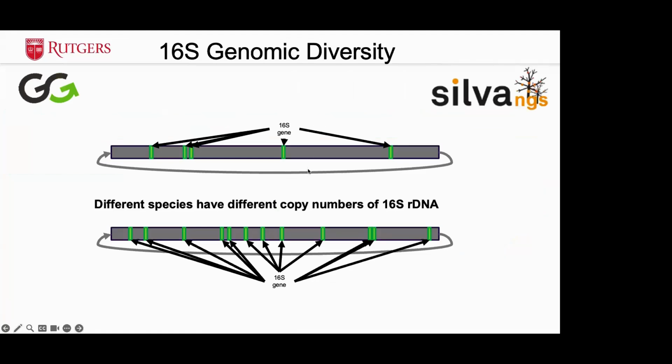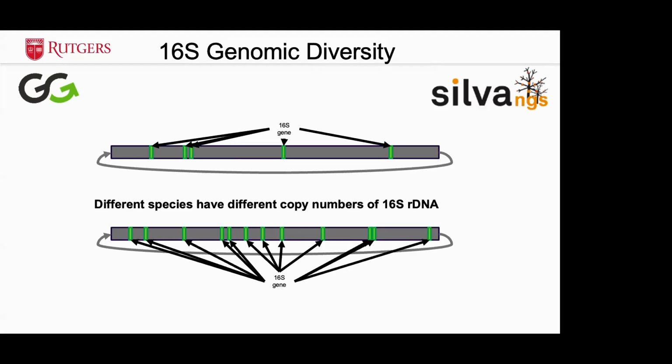Now, interestingly enough, different species have different copy numbers of these 16S genes. I've seen numbers between 80 to 85% of bacteria have multiple 16S genes. And this actually creates a problem for some of the most common analytical methods that look at these 16S genes in isolation instead of looking at them in context.